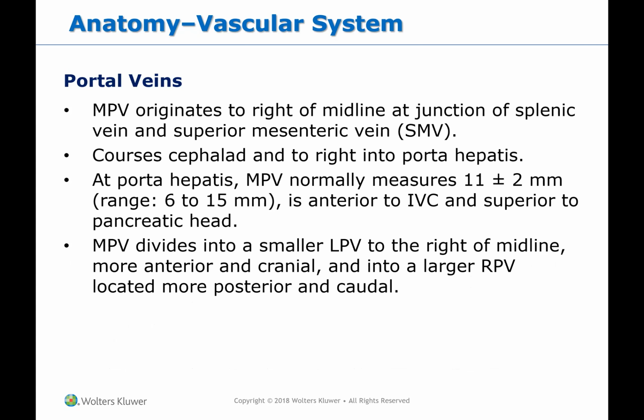The main portal vein originates to the right of the midline at the junction of the splenic vein and superior mesenteric vein. It courses cephalad into the porta hepatis. And the main portal vein usually measures 11 plus or minus 2 millimeters, so a range like 6 to 15. It's really important. We like to image it every single time that we're scanning. And it has usually hepatopetal flow towards the liver.